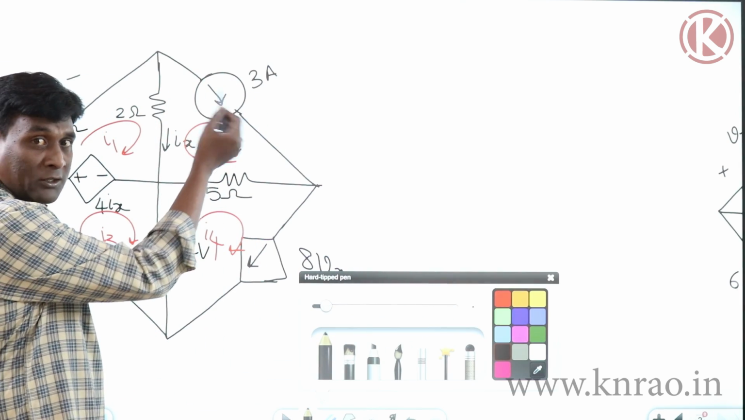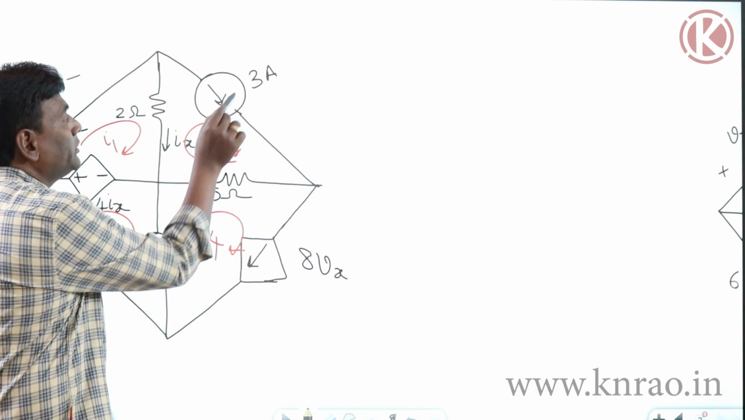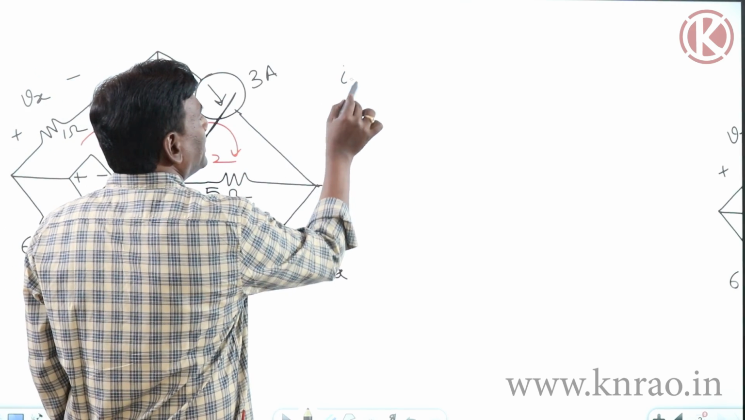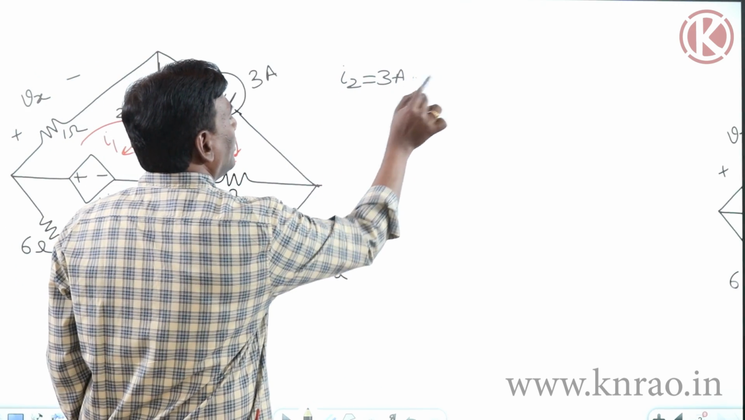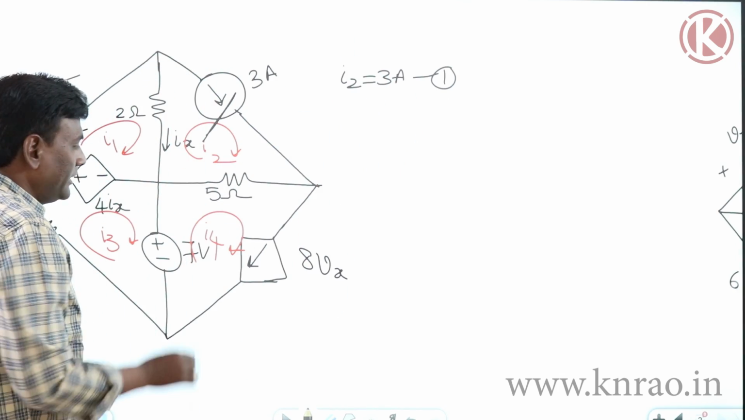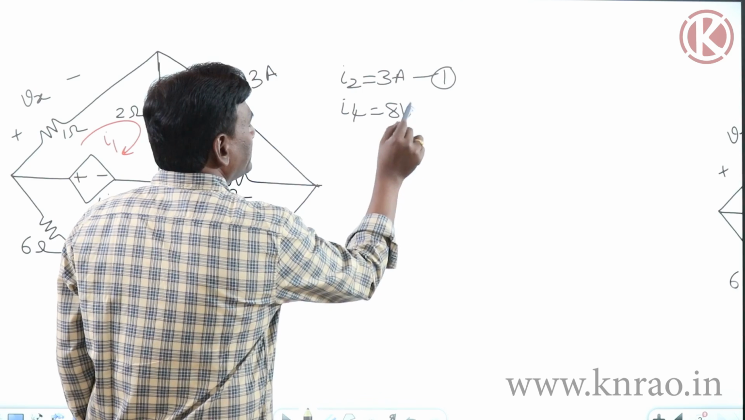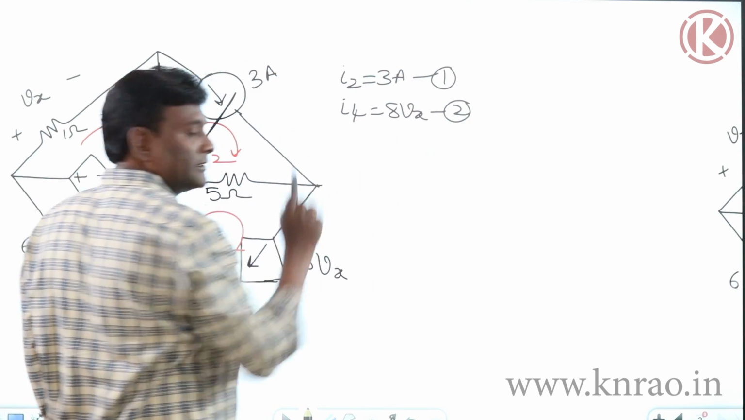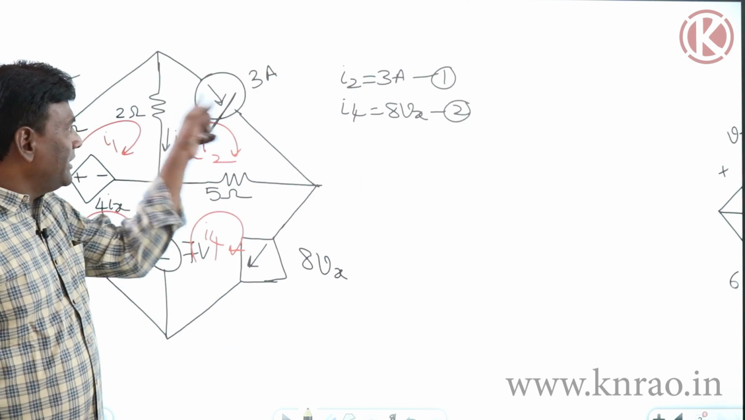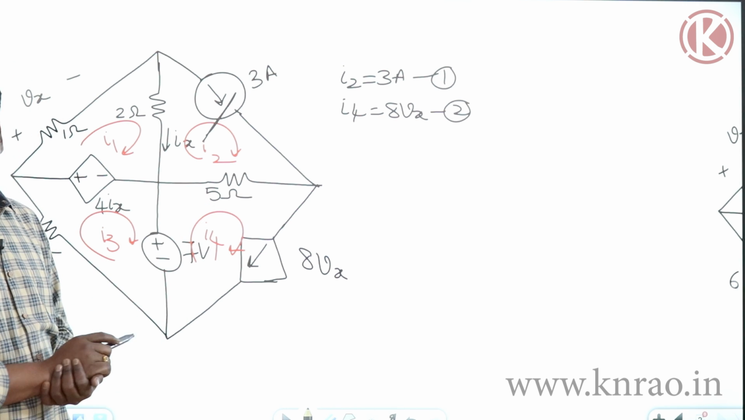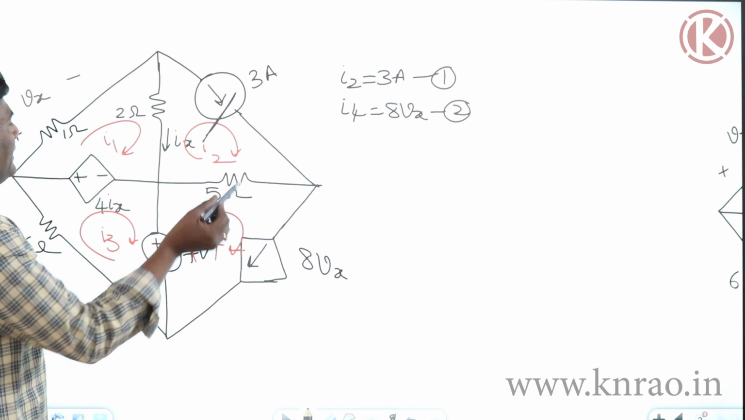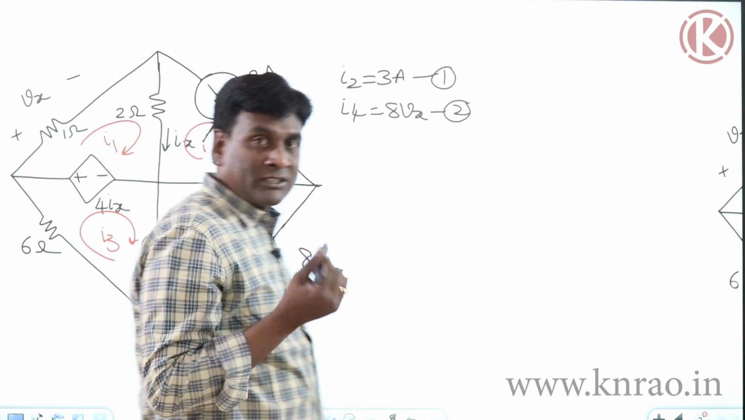Because this current source is connected to the outermost loop, I2 is going to be 3 amperes. I2 equal to 3 amperes. Gone, one relation. I4 equal to 8Vx. It is going to be the second relation. So I need not apply KVL in the second mesh and also in the fourth mesh. Now let us see in the first and third.